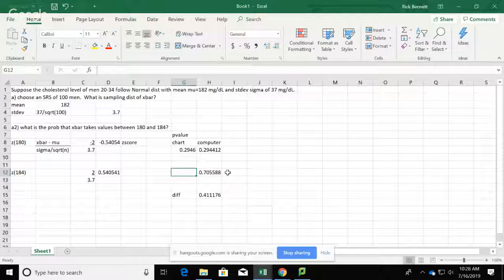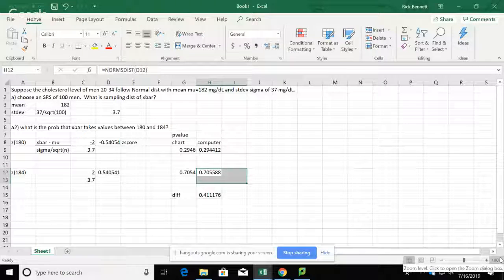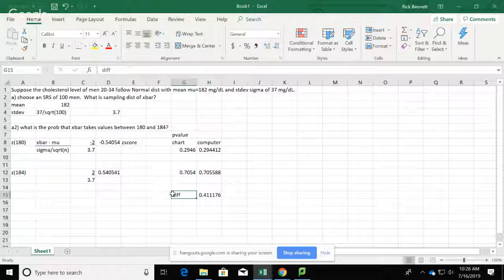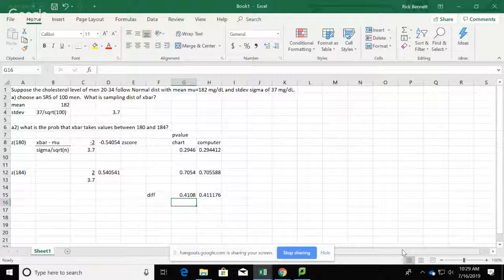For comparison purposes, 0.7054. This one gave me 0.7055, so they're off a little bit, but they're close. We move this over here. Now, how do I find the difference? Equals that number there minus that number there. Okay? So the first time I got 0.4112, this time I get 0.4108. So we're off by 4/10,000ths, but that's pretty good, right? Close enough? You're off 4/10,000ths, I'll give it to you.